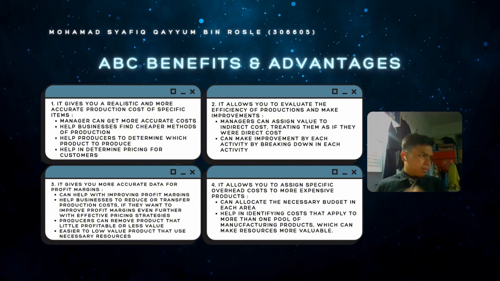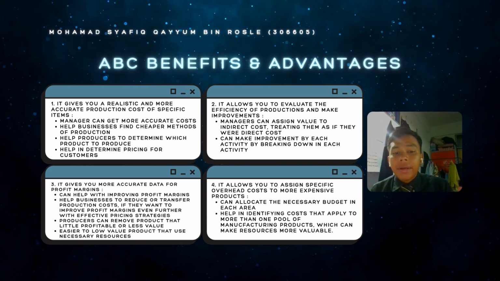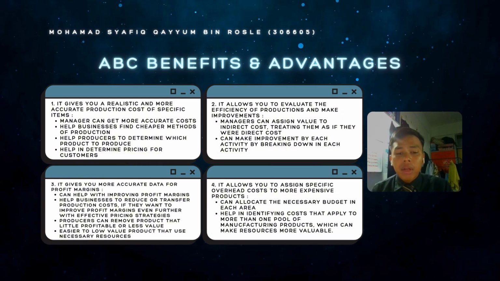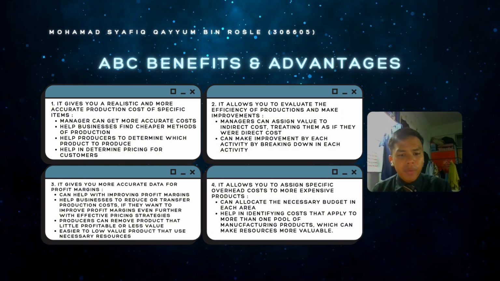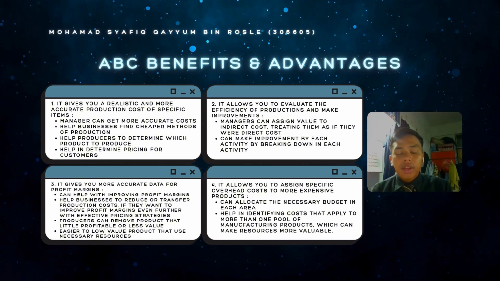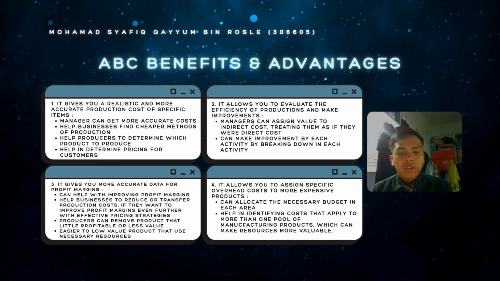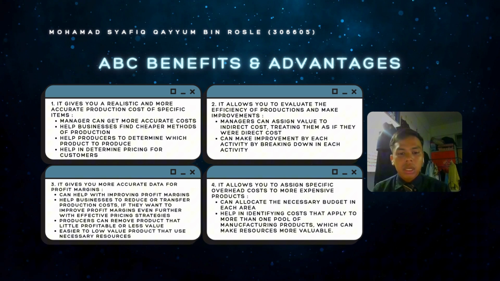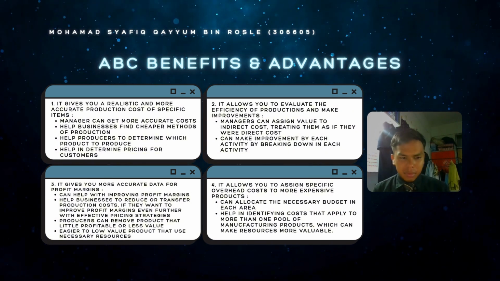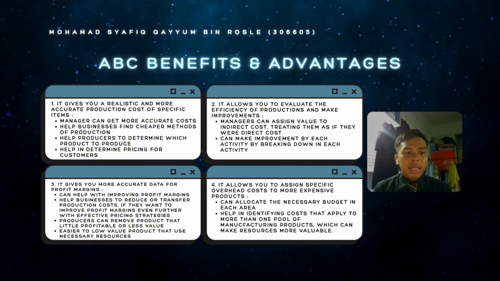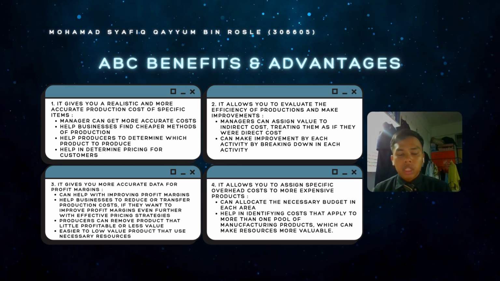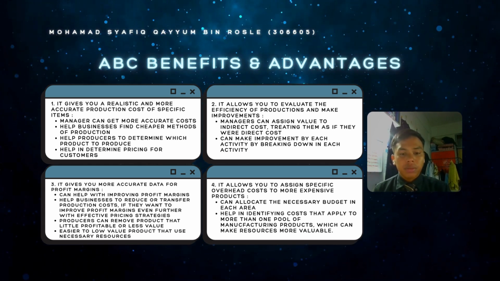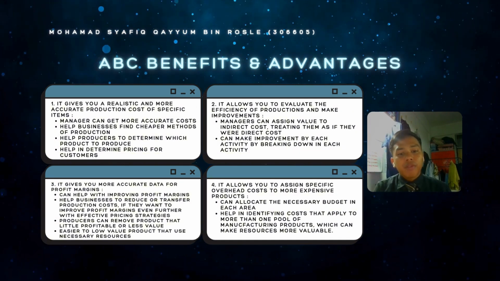So what does it mean? That means by the ABC, the team leader, the production, even the manager can know the accurate cost. So from that, if they find the production cost is increasing, they can find a cheaper one to reduce the production cost. Besides, by the ABC, they can determine which product to produce. If the product is not valuable, they will stop the production.